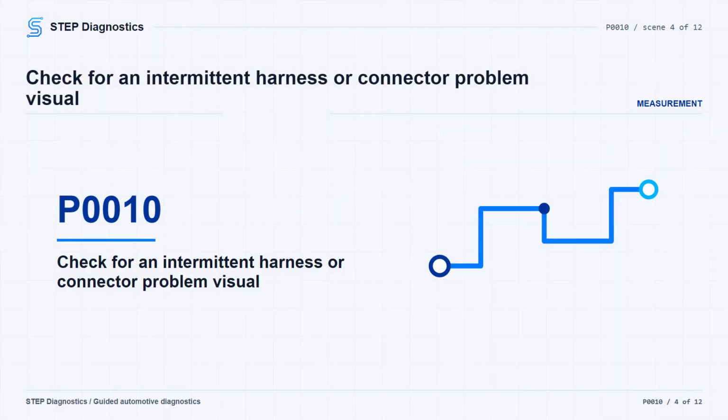If the first command checks pass, keep watching camshaft position variance and wiggle the harness and connectors at the camshaft position actuator solenoid valve and the engine control module. The variance still needs to stay less than 2 degrees. If it jumps to 2 degrees or greater during the wiggle test, repair the affected wiring, terminals, or electrical connector.